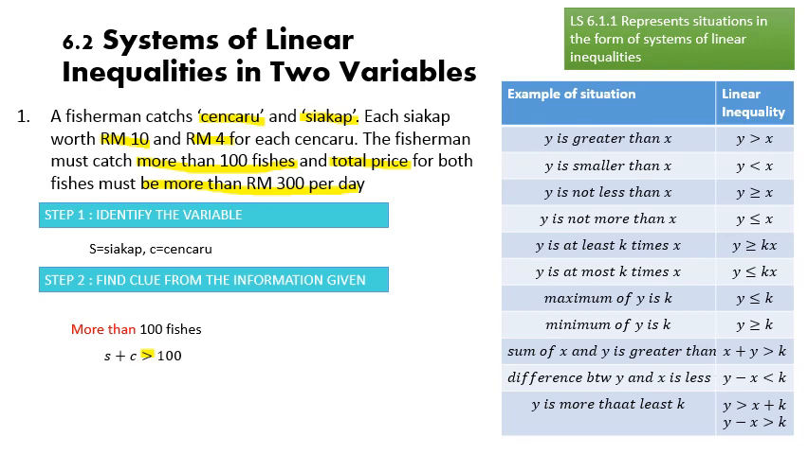Kenapa tak ada equal? Sebab dia kata more than. And then dia kata total price for both fishes must be more than 300. So more than juga. So more than maksudnya greater. So 10 price for the cencaru and 4 is price for siakap. Okay, next.